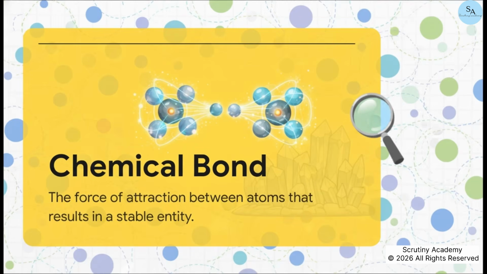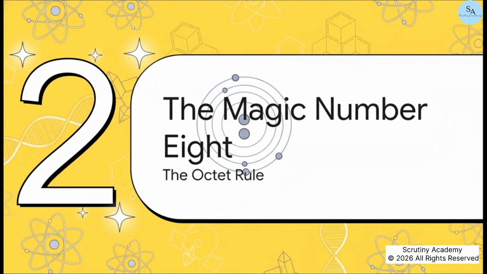And that leads us to our first key definition. A chemical bond is just that force of attraction. It's the cosmic superglue that takes all these individual, chaotic atoms and organizes them into the stable stuff that makes up our world. So we know atoms want to be stable, but how? How do they actually do it?